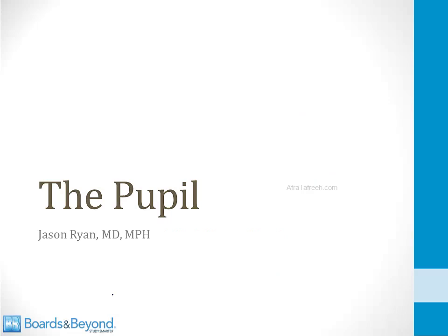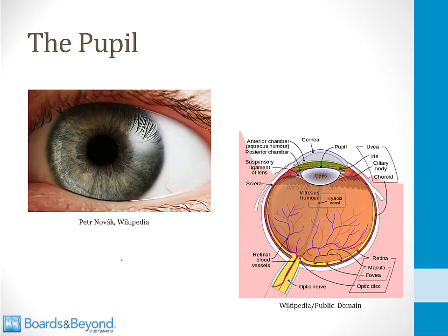Hello everyone and welcome to our module on the pupil. The pupil is the black circle you see when you look at your eye in the mirror. It's in the center of the colored iris, and it allows light to enter the eye and then pass through the lens of the eye and then go to the back of the eye and hit the retina, where light signals are picked up and transmitted to the brain.